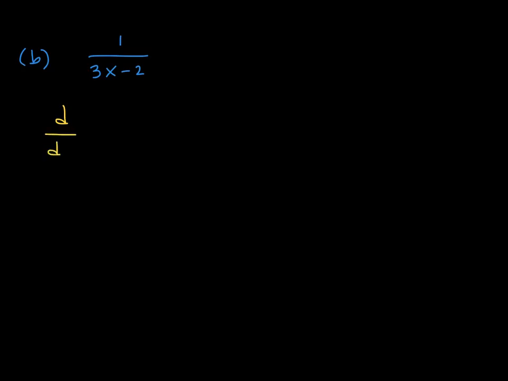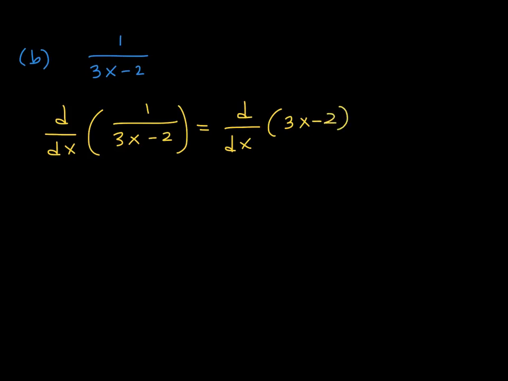So d/dx of this expression. Now, again, this can definitely be computed using the quotient rule, but I think this way might be easier. I'm not finding the derivative yet, but 1 over 3x minus 2 is equivalent to 3x minus 2 raised to the negative first power. So then I can use the power rule along with the chain rule, just like I did in the previous example.